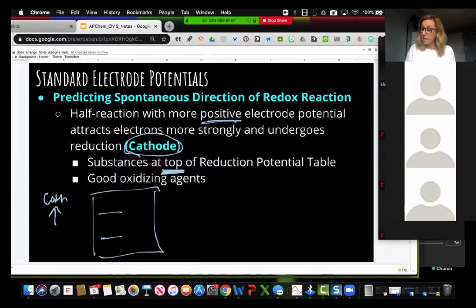Substances at the top are good oxidizing agents, which means they're going to cause other things to be oxidized. So the ones at the top are going to be your cathode. The one that's closer to the bottom is going to be your anode. So when you're given just the setup and it says, here are the two metals you have, set up the cell, this is how you determine what's the anode and what's the cathode. If you want something to be spontaneous, the one closer to the top is going to be your cathode. The one at the bottom has to be your anode. Okay.